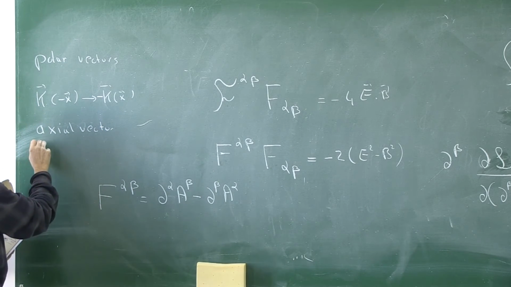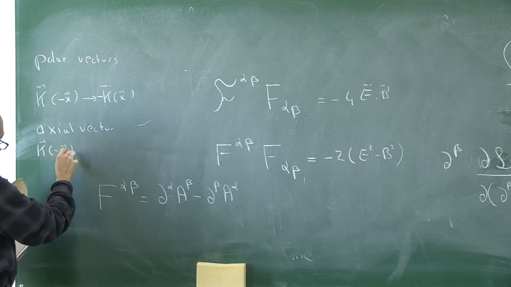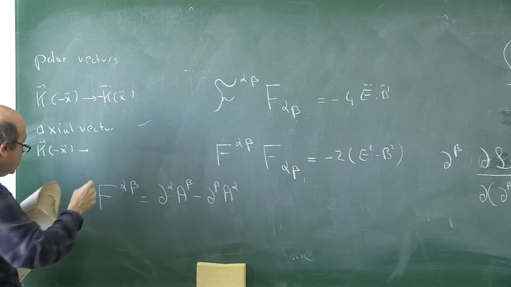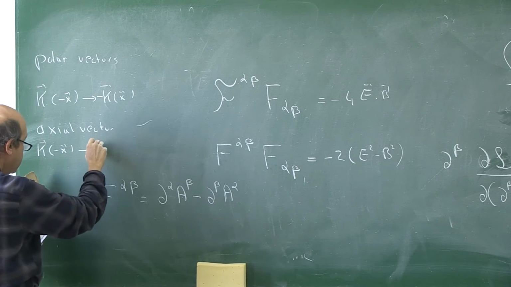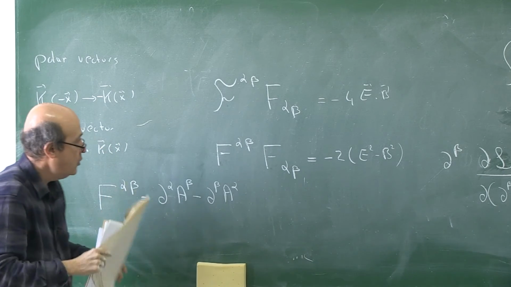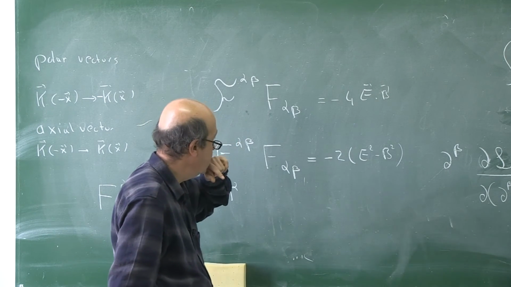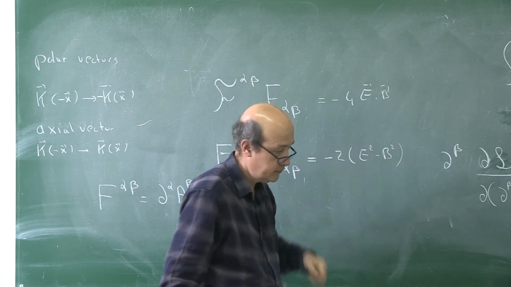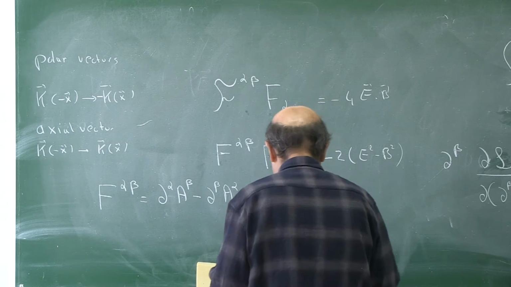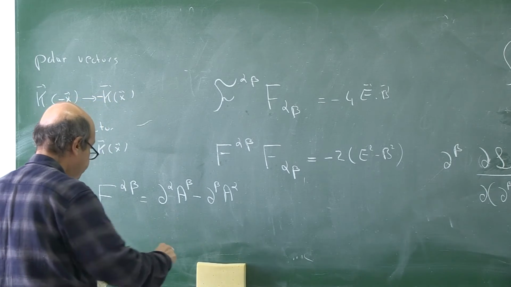And in that case, when x goes to minus x, this doesn't change. So the nature of this one is a mixture. It is called a pseudo-scalar. So basically the situation is the following.